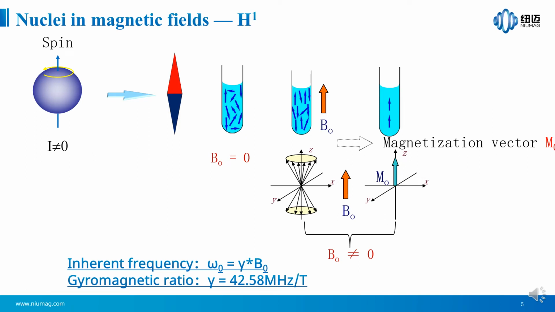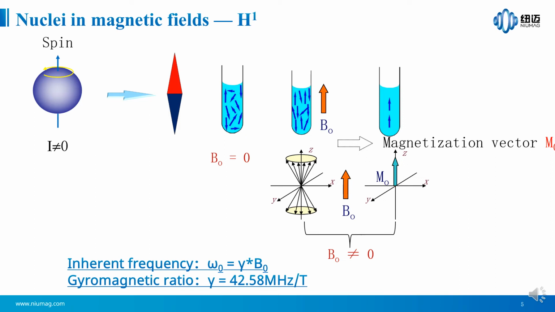The Larmor precession has an inherent frequency called the Larmor frequency. This is the formula for frequency. The Larmor frequency, which is called omega 0, is equal to gamma times B0. Gamma is called the gyromagnetic ratio. The gyromagnetic ratio has different values for different nuclei, but for a certain nucleus, it's a fixed value.